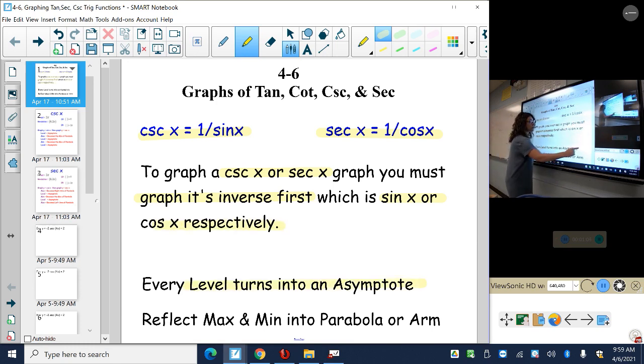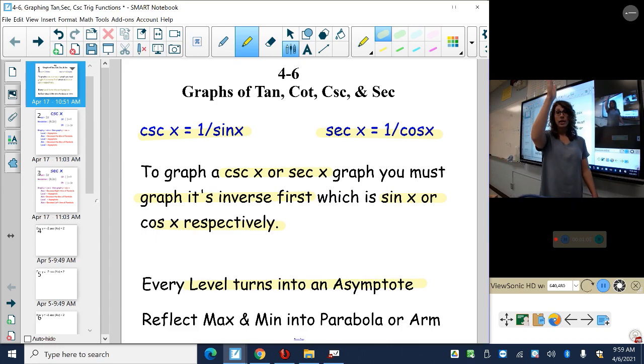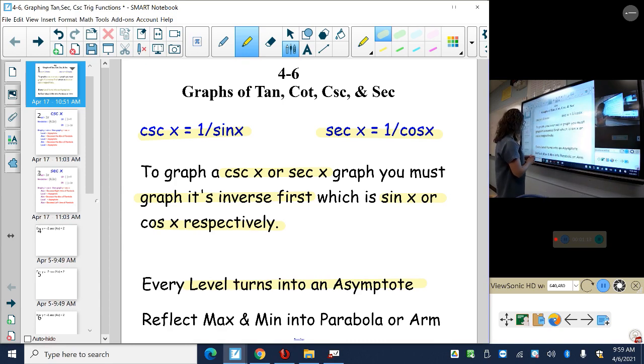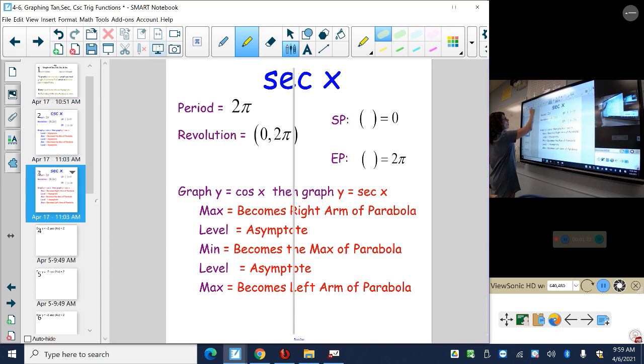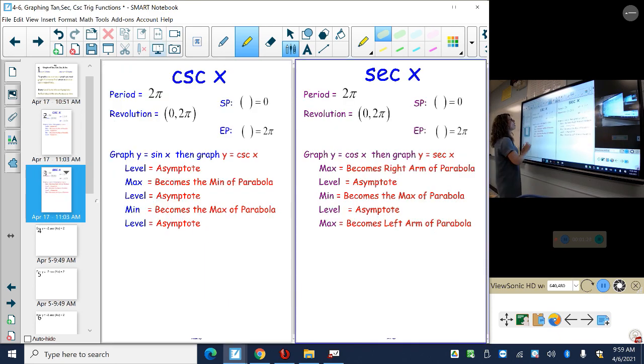Every level turns into an asymptote. An asymptote is a dotted line, like a boundary line. It gets super, super close to it, but it never crosses it. Then you're going to reflect your max and min in parabolas over the asymptotes. So these 2 pages are super important for you to understand.